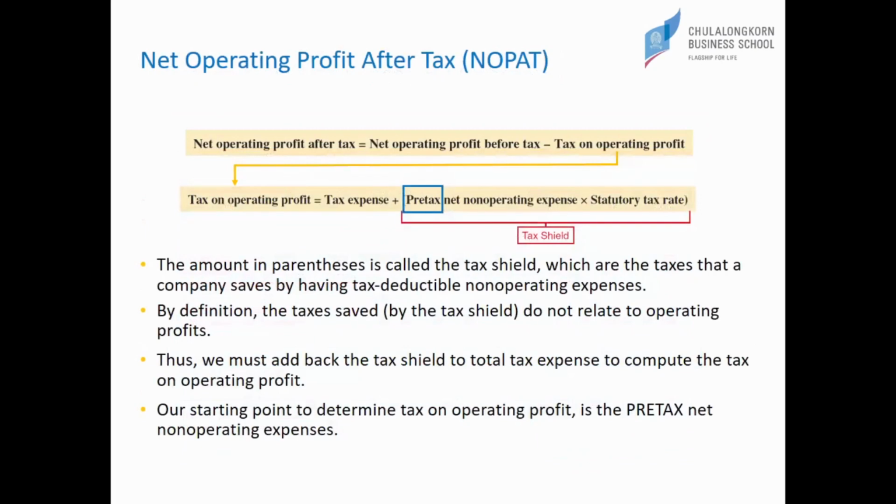So then, how do we get this tax on operating profit? So we start off from tax expense, and from the tax expense, you add back the tax shield. Okay? So this tax shield is calculated as pre-tax net non-operating expense multiplied by the tax rate.